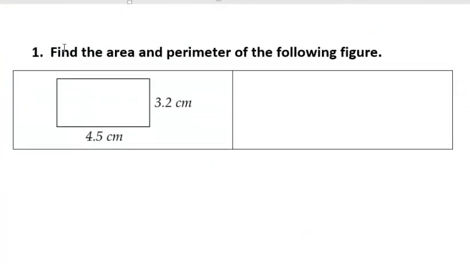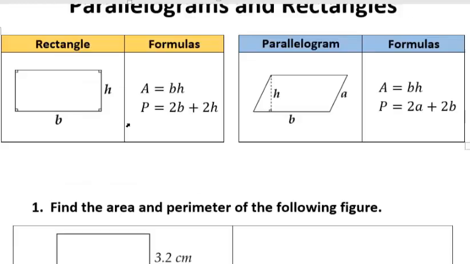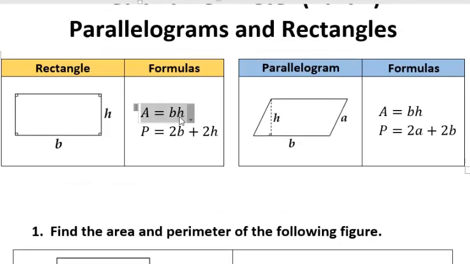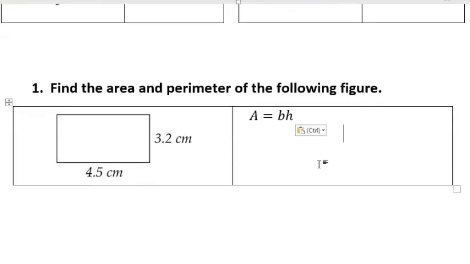So let's work with the exercises. Okay, exercise number one, find area and perimeter of the following figure. That thing is a rectangle, so I'm going to use the formula for area of a rectangle. Okay, so I'm going to put area equals this formula.